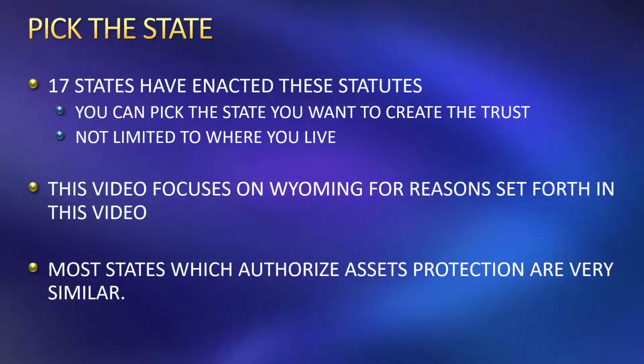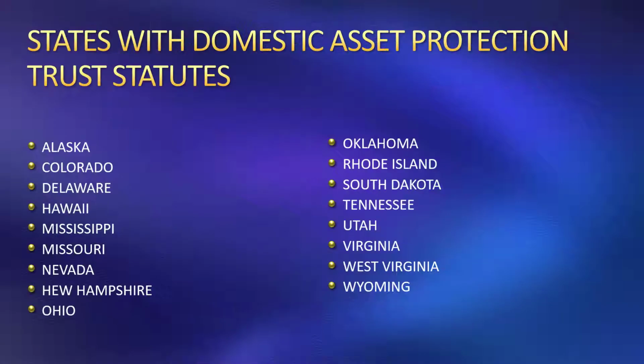Pick the state. 17 states have enacted these statutes. You can pick the state you want to create the trust. It's not limited to where you live. This video focuses on Wyoming for reasons set forth in this video. Most states which authorize asset protections are very similar. States with domestic asset protection trust statutes: Alaska, which was the first, Colorado, Delaware, Hawaii, Mississippi, Missouri, Nevada, New Hampshire, Ohio, Oklahoma, Rhode Island, South Dakota, Tennessee, Utah, Virginia, West Virginia, and Wyoming.